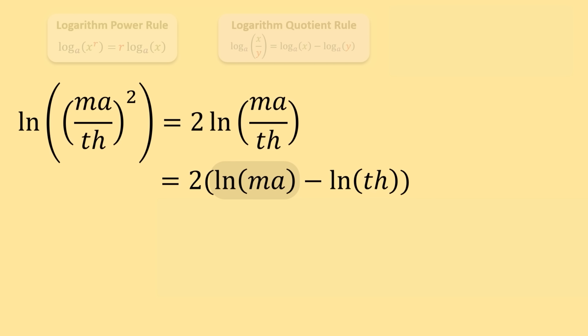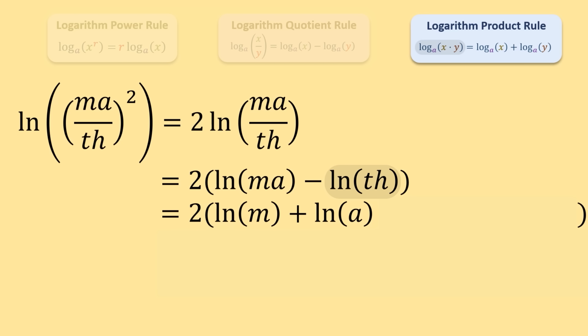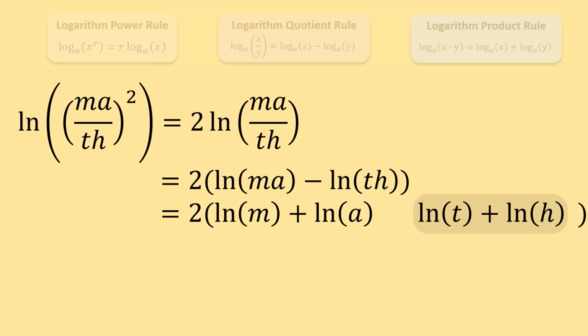Looking at natural log of m times a and natural log of t times h, I can use the logarithmic product rule to break up the product of the 2 variables within each one of these logarithms. I can rewrite natural log of m times a as natural log of m plus natural log of a. I can rewrite natural log of t times h as natural log of t plus natural log of h. Now here, I must keep these within parentheses to ensure that the negative symbol is distributed into both.